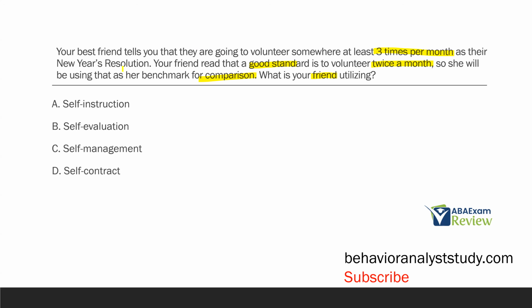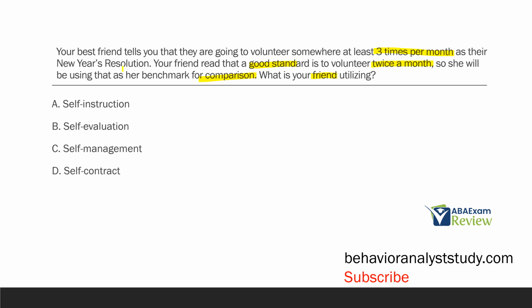A, self-instruction. Self-instruction is just self-talk. When you're talking to yourself, when you're talking yourself through tasks, that is self-instruction. We don't have the friend talking herself through volunteering. What she's doing is she's evaluating herself. So with self-evaluation, you take a predetermined standard or a predetermined benchmark, and you compare your performance against that standard. That is what your friend is utilizing.